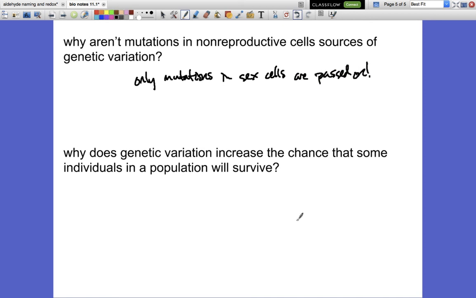Right? Whereas, why does genetic variation increase the chance that some individuals in a population will survive? Right? That comes down to the fact that if all individuals are exactly the same, then when the environment changes, they all die, right? If one can't cope, none can cope. So we talk about how we need that huge variation. We need a lot of variation because that variation allows for more traits to choose from.